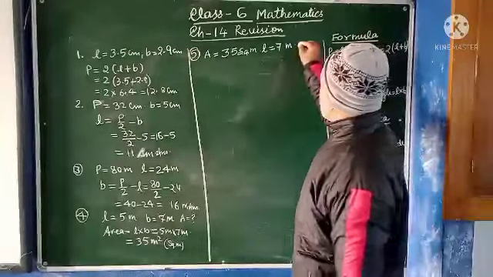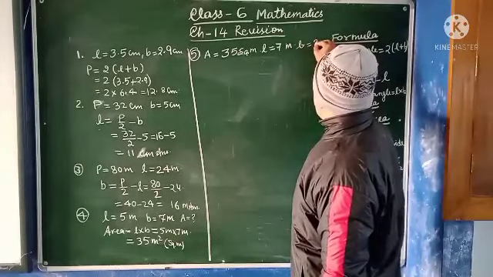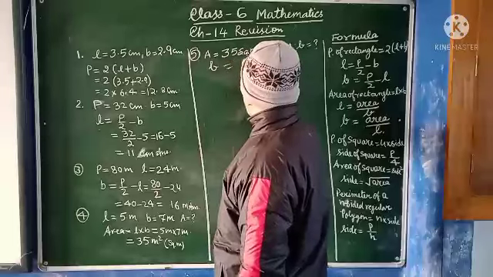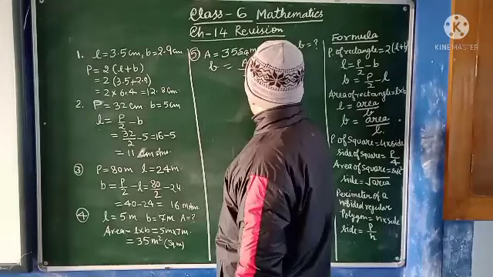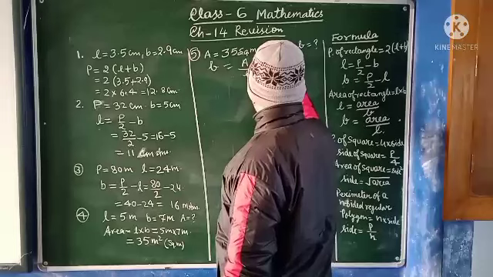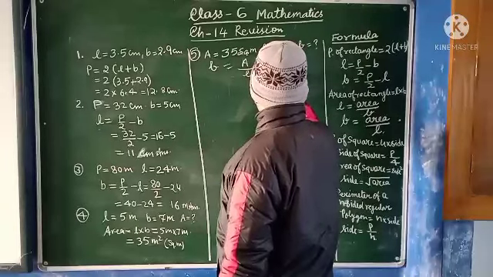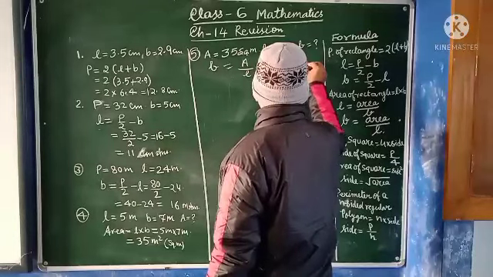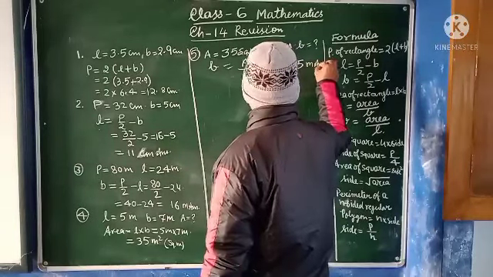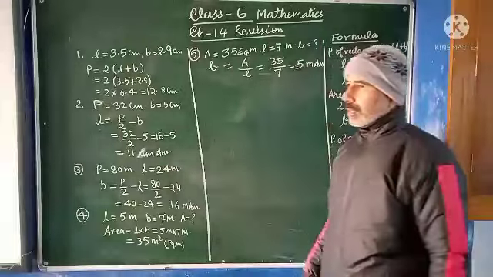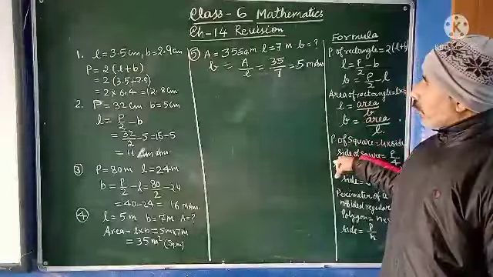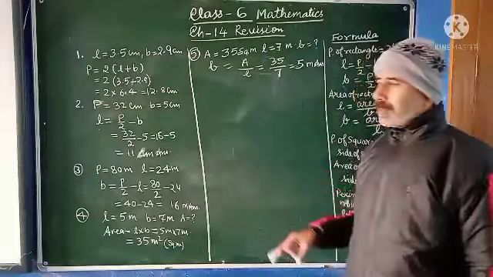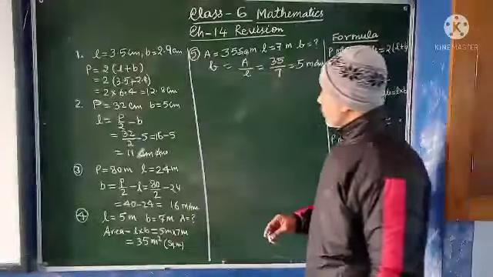How will you find the breadth? Simply write the formula of breadth. Breadth is equal to area divided by length. Area is 35 and length is 7, so 35 divided by 7 gives 5 meter as the breadth. So you only need to remember the formula. It will help you solve problems related to perimeter and area.